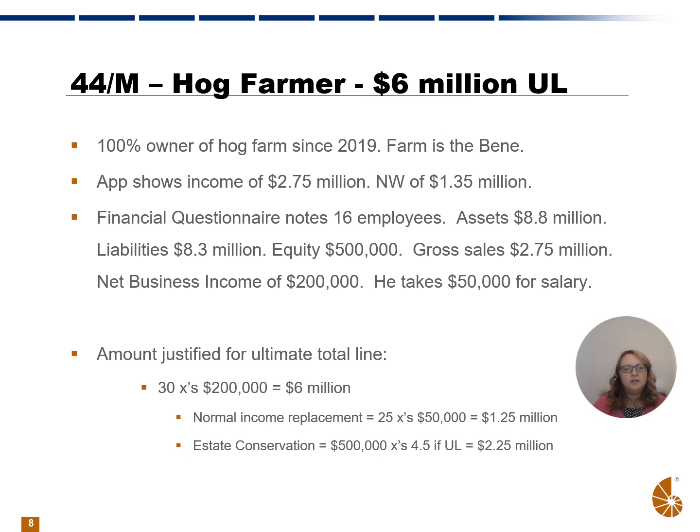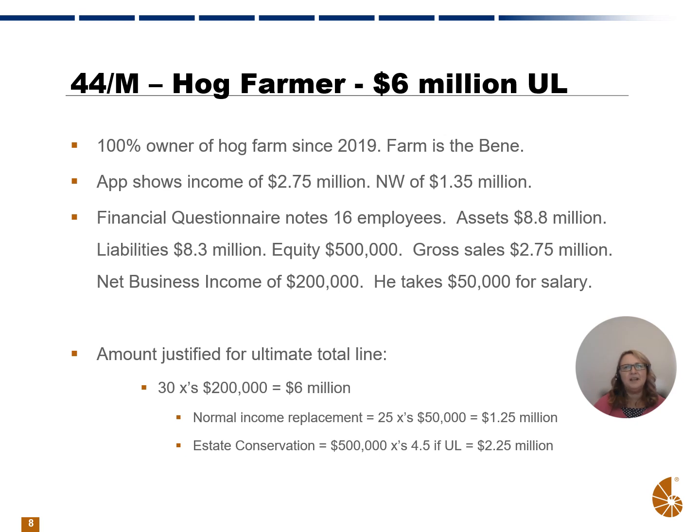This is another case example on a 44-year-old male. He's a hog farmer that's looking for $6 million in universal life. There's times where overstated income might actually be the annual sales. His salary might be a pass-through.